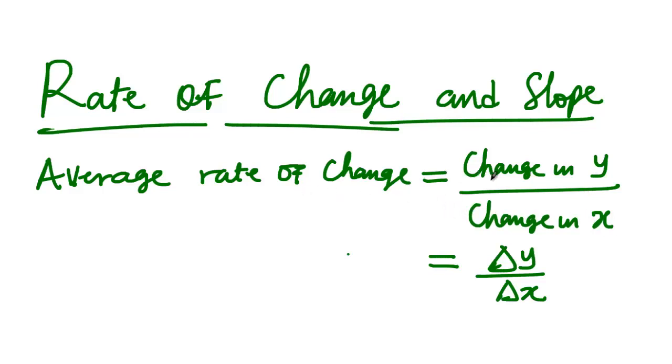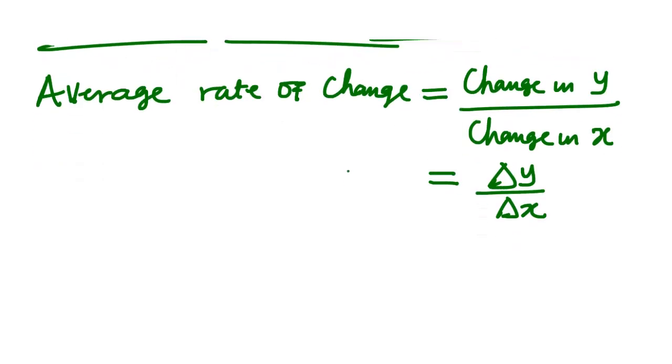Average rate of change is change in y divided by change in x. That change could either be positive or negative. So change in y is delta y and change in x is delta x. We can still further rewrite this particular formula this way. I can still simplify further to give me what? Y2 minus Y1 over X2 minus X1. Okay.